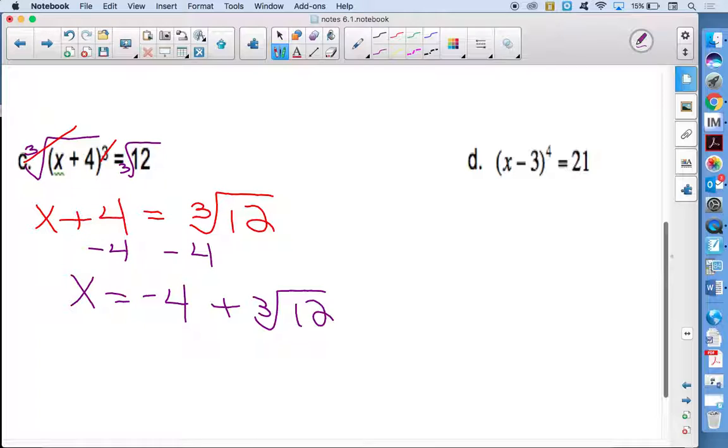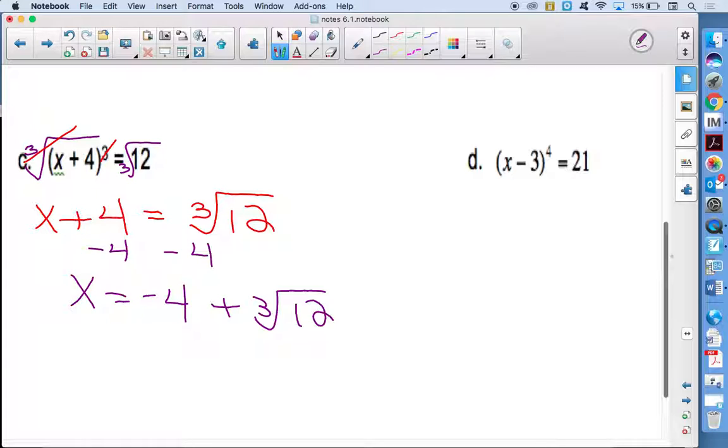Questions? Could you simplify that? Nope. Does anybody know why it can't be simplified? Because this is a cube root and that's just a negative 4. So that's all you can do with the problem. You can't combine them together, they just stay separate like that. Questions?